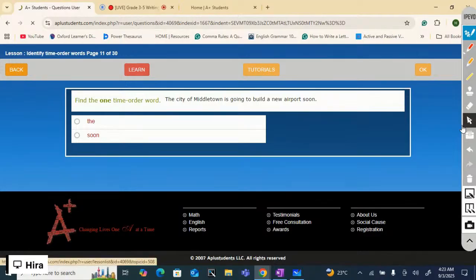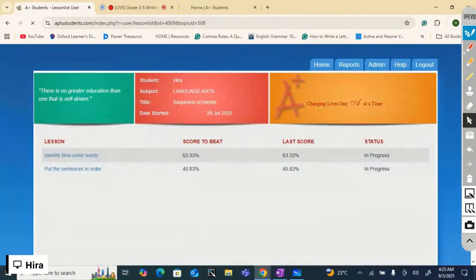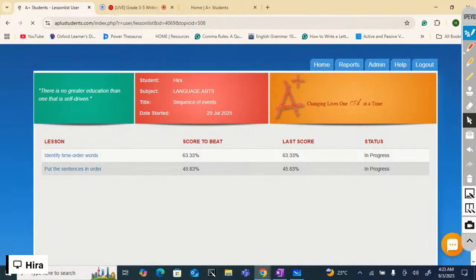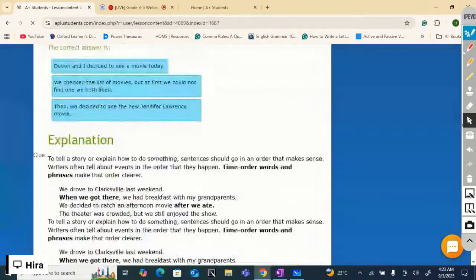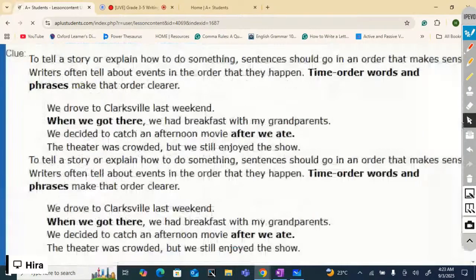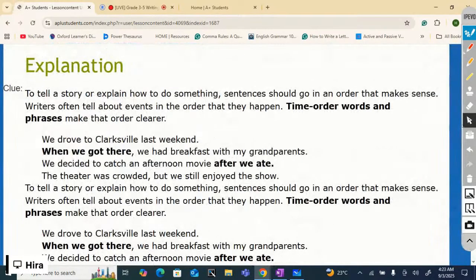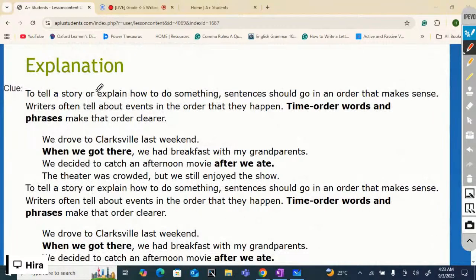Well, let's move to the next lesson. Put the sentences in order, because we have to understand this one as well. How do we put the sentences in order? Well, to tell a story or explain how to do something, sentences should go in an order that makes sense. What are the two reasons to put sentences in order? To tell a story or explain how to do something.